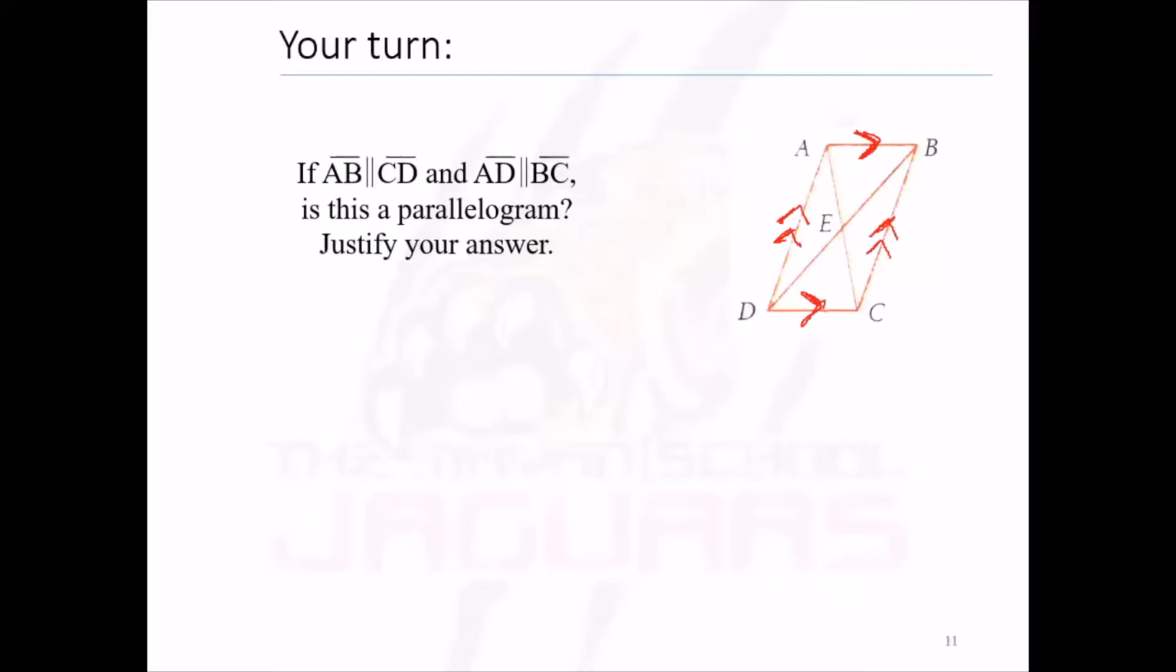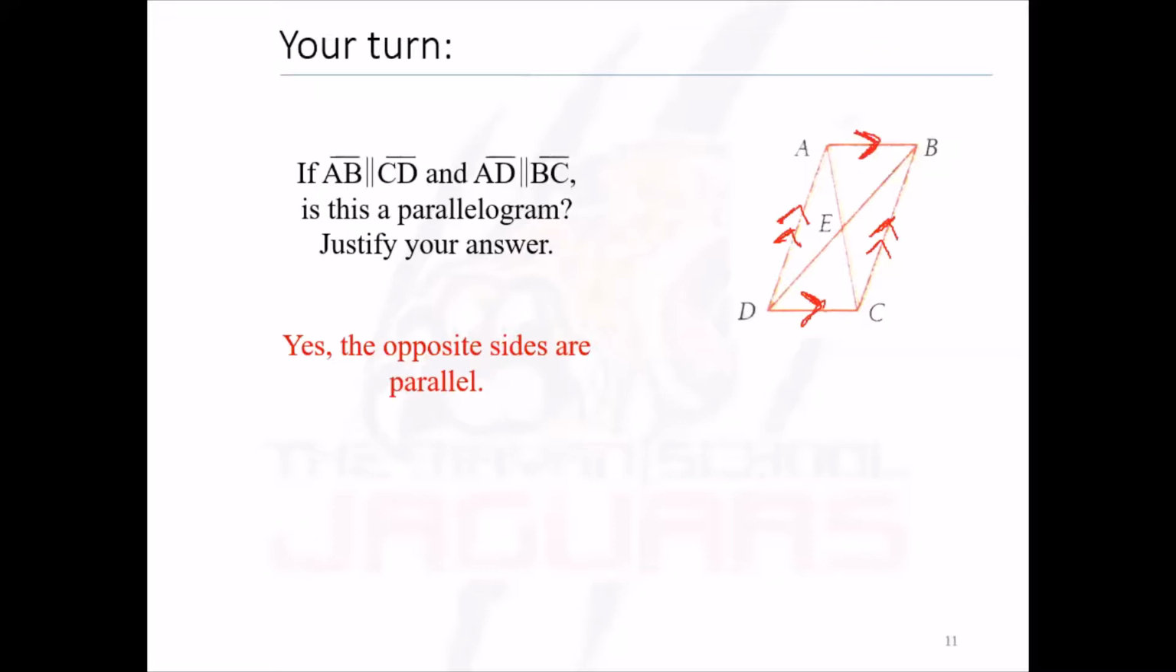So is this quadrilateral ABCD a parallelogram? I think that it comes to your mind. I see I have two pairs of opposite sides that are parallel. There is a property to prove that a quadrilateral is a parallelogram, and the answer is yes, because this is a parallelogram because the opposite sides are parallel. Perfect. Let's do one more.